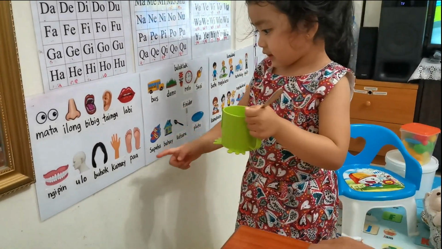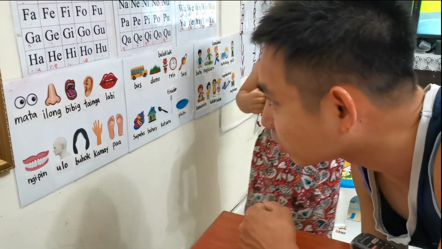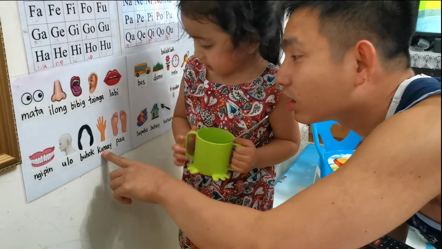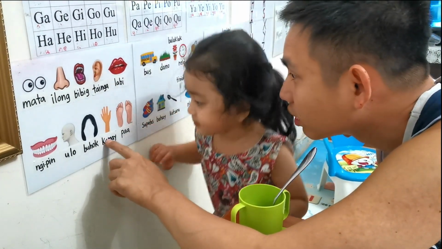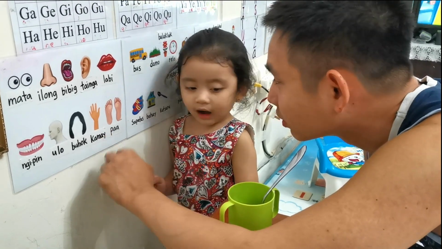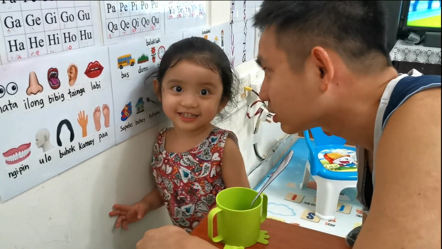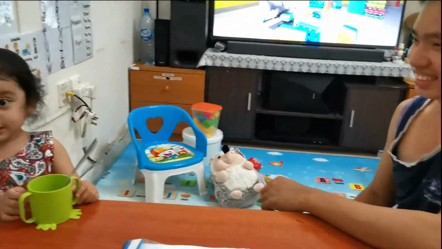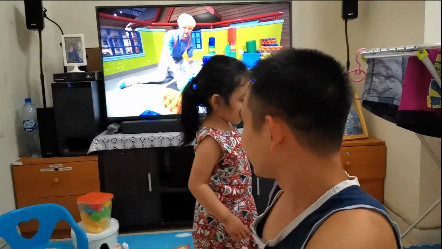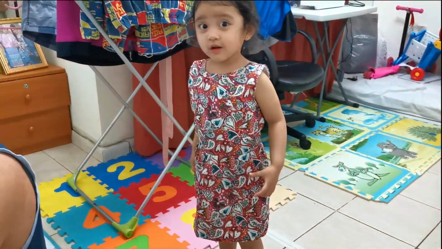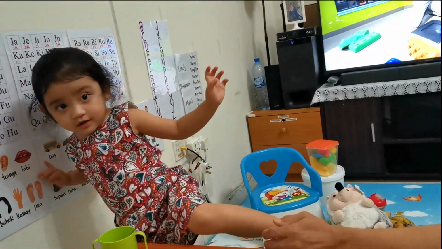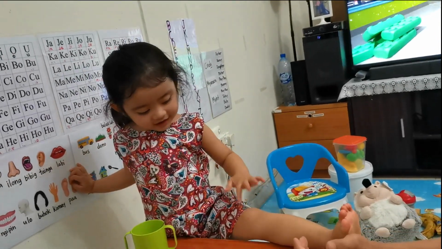Let me show you kamay. It's over there. Ah, okay. This is kamay. Can you spell kamay? K. A. M. A. Y. Paa. You're wrong. I'm wrong. Okay. Paa means? Feet. Oh. Not knee? It's not knee? It's knee. No, it's knee.